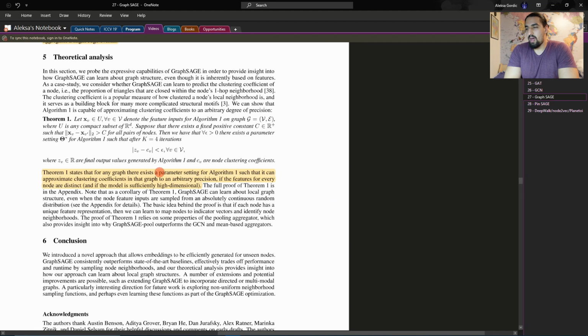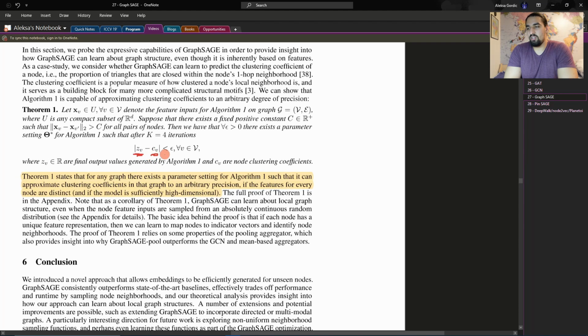They showed that the final representation, so the z_v, if you remember from the pseudo algorithm, can be made arbitrarily close to these c_v, which are basically something called clustering coefficients. I'll now explain what those are. This equation tells us that we can make the representations arbitrarily close. So whatever epsilon you give me, no matter how small, like maybe 0.01, I can make the z_v close enough to the real clustering coefficient.